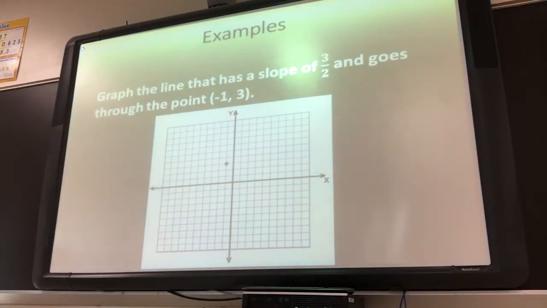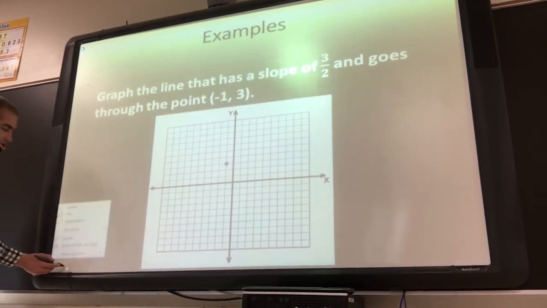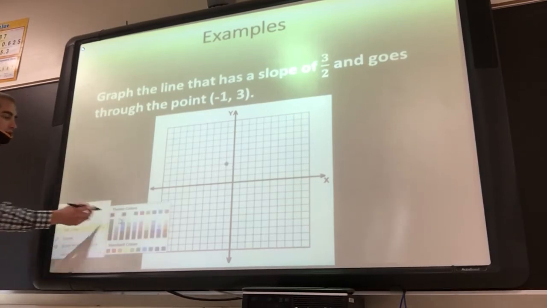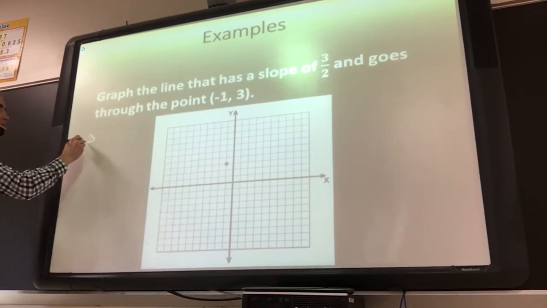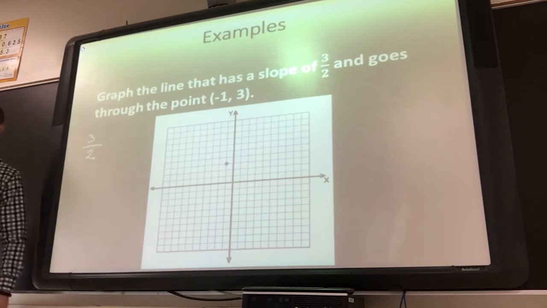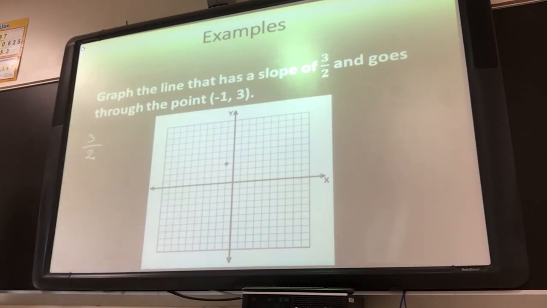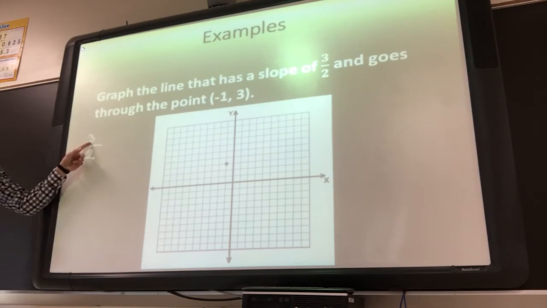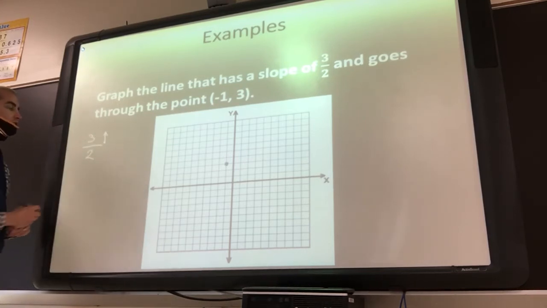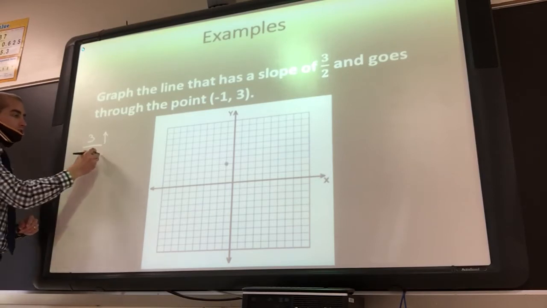And then the slope is 3 over 2. So I would suggest starting by doing this: 3 over 2, write the slope down. 3 is going to be what direction? Up 3. And what direction 2? Right 2.